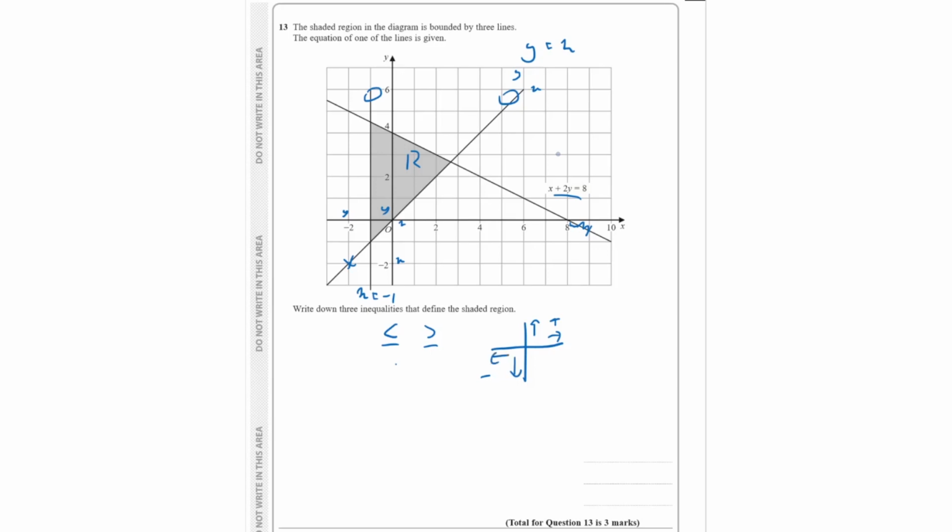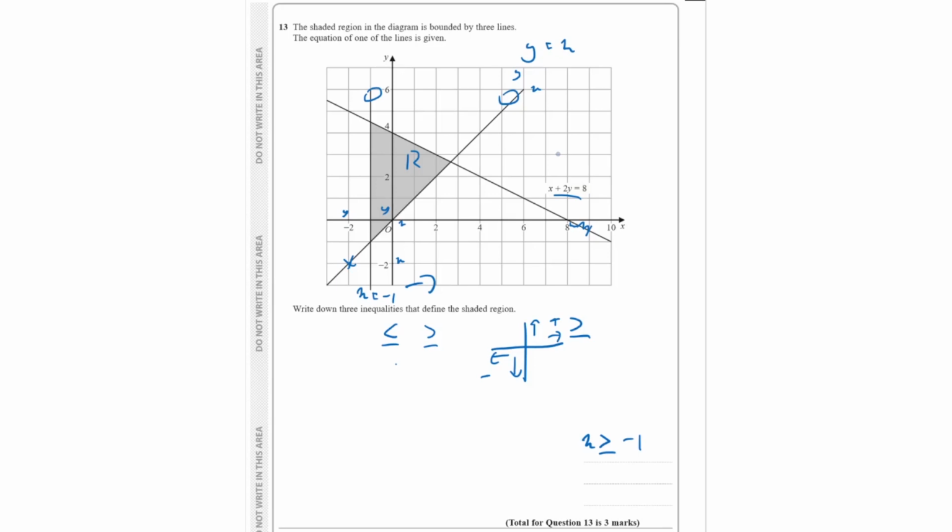So let's start with the easiest one. x is equal to negative 1. We can see that R, or the shaded region, is to the right of x equals negative 1. So when it's to the right, this is greater than or equal to. So x is greater than or equal to negative 1.